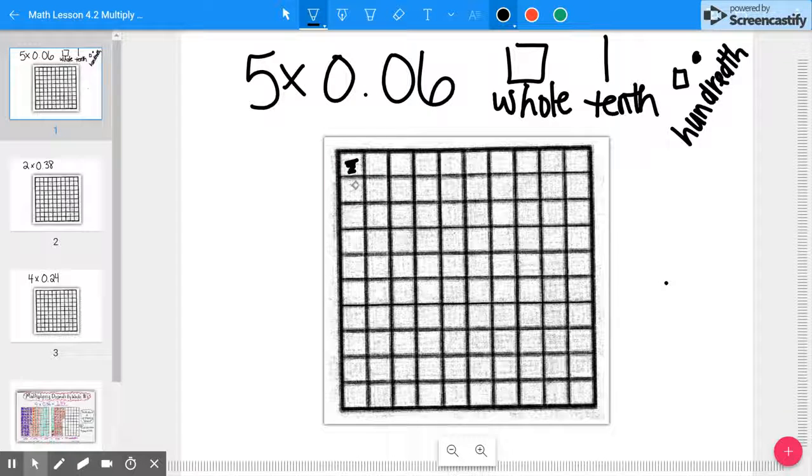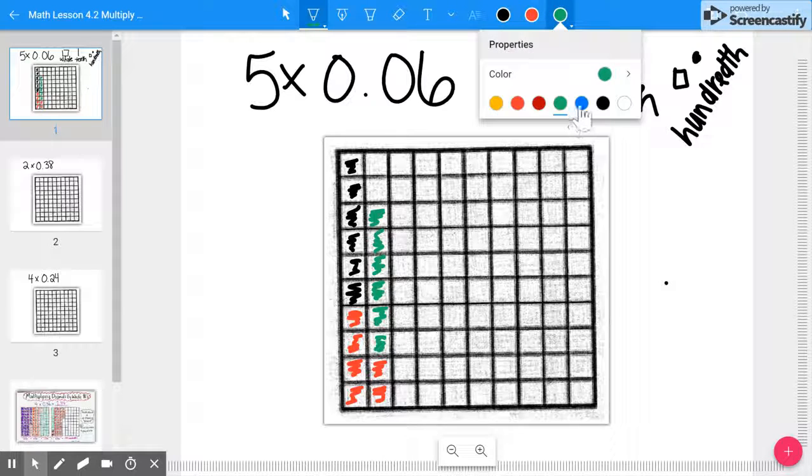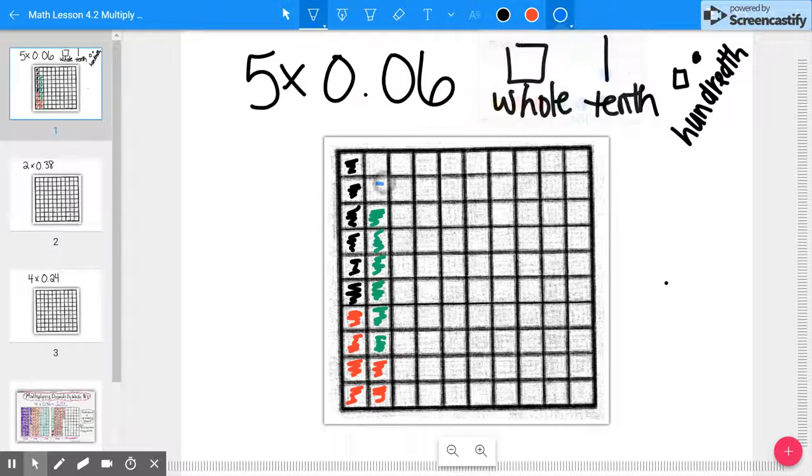I'm going to say 100th, 200th, 300th, 400th, 500th, 600th. And then I'm going to switch to a new color. 100th, 200th, 300th, 400th, 500th, 600th. I'm going to switch to a new color again, and do the same. Okay, so that is only 3 colors. That's only 3 groups, so let's keep going.